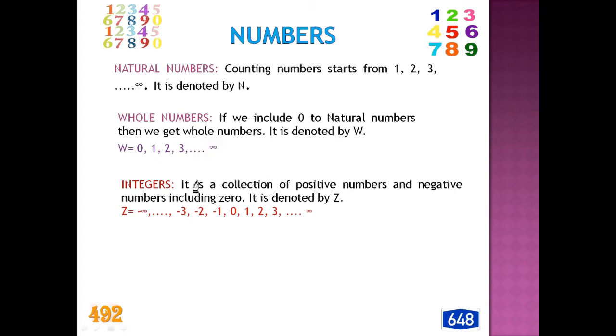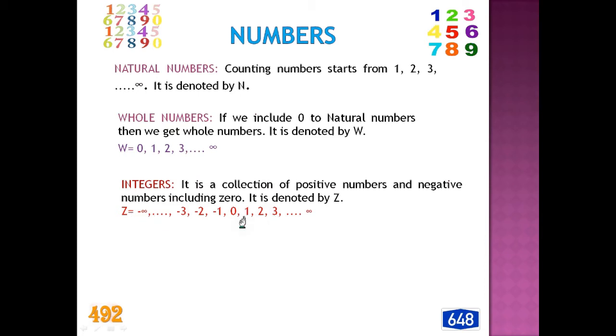Next type, integers. You all learnt this in class 7. It is a collection of positive numbers and negative numbers including 0, or you can say in another way, the set of whole numbers and the negatives of natural numbers. If you put the minus sign to the natural numbers, they become negative numbers. These are negative numbers. In the middle we have 0. These are the positive numbers. So this is the set of integers.